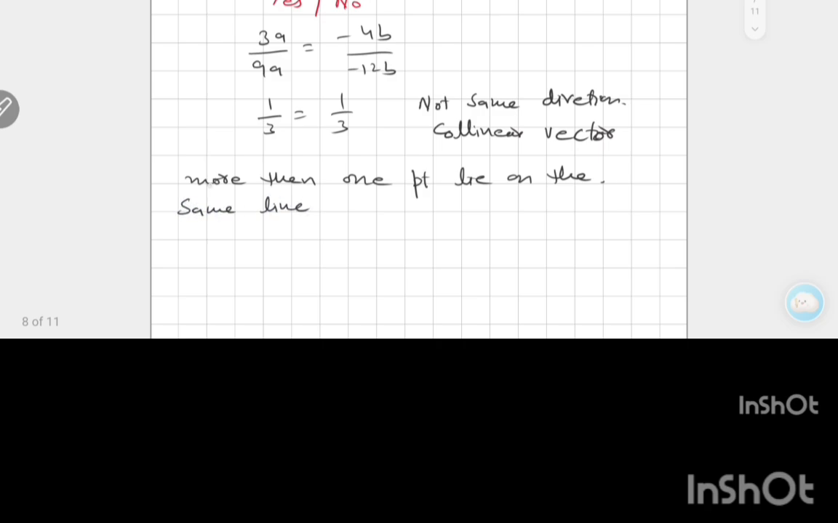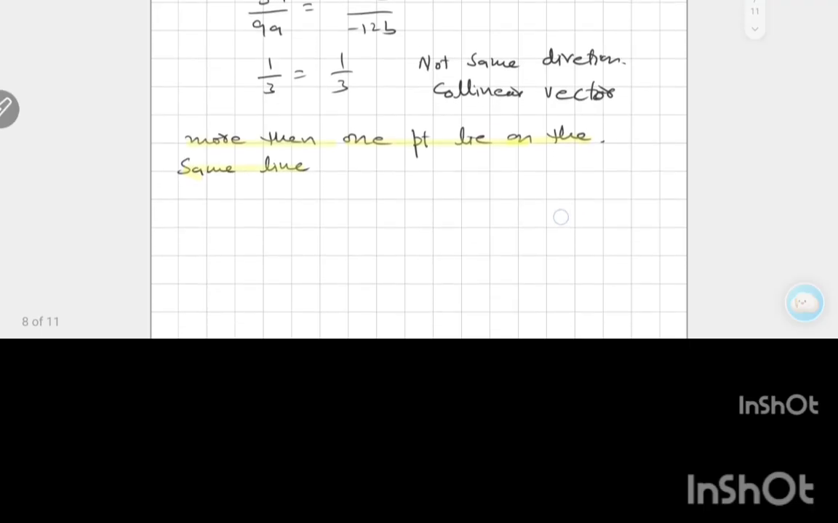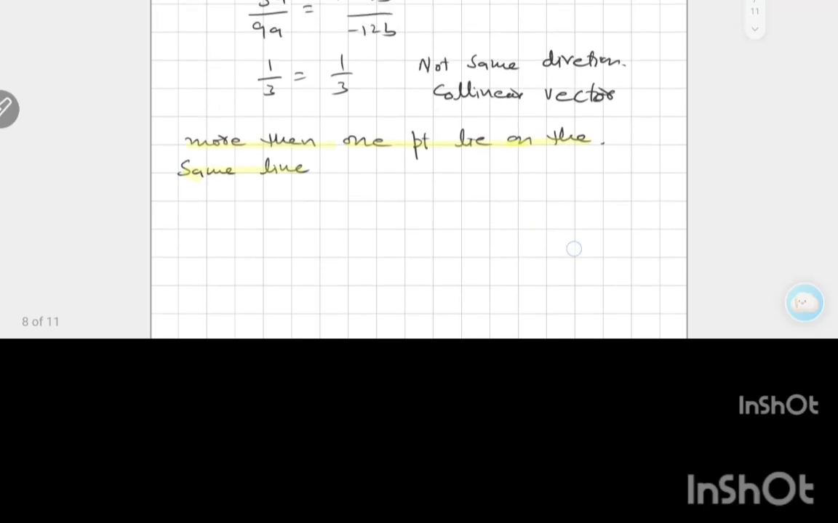If more than one point lies on the same line, we say that they are collinear points. What are collinear vectors? If the points lie on the same vector, they are called collinear. How will this be possible? I will explain it.